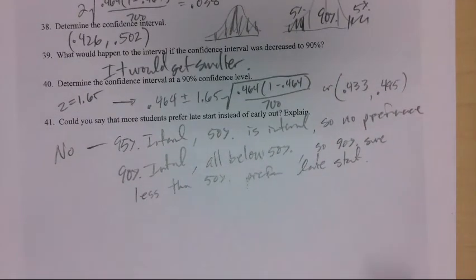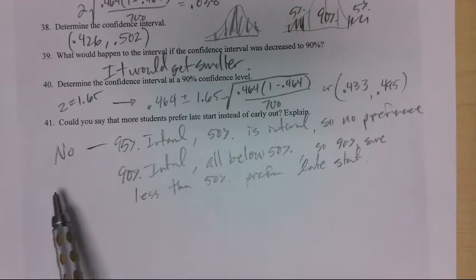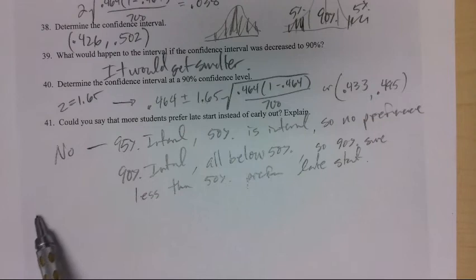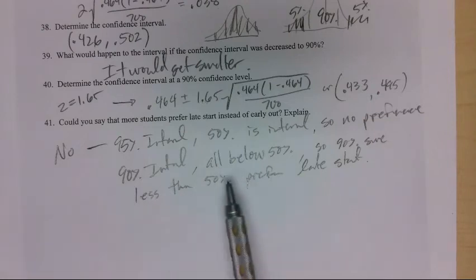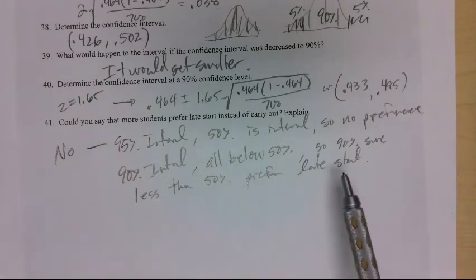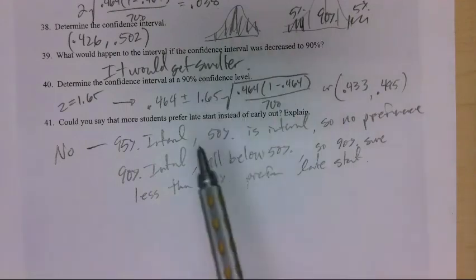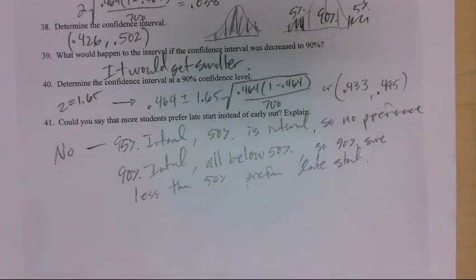And if I was writing a test, I wouldn't be so simple as this. I would put an explanation, and I would choose yes or no. I would probably choose no, and I would say because at a 90% confidence, my entire interval is below 50%, which indicates I'm 90% sure that less than 50% prefer a late start, and that's fewer than the majority.